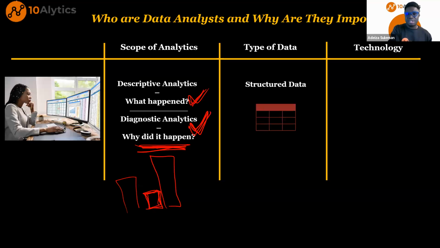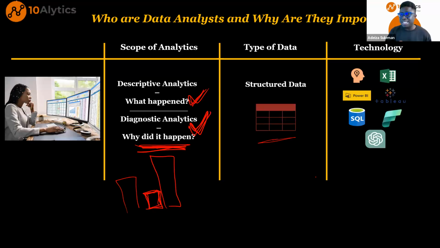And you work largely with structured data. So you see the data we worked with today, data that is shaped in the form of rows and columns. That's called structured data. And that's the type of data you work with as a data analyst. And for the technologies, first thing you're going to learn is problem solving, number one. Number two is Excel. And I'll break this down a bit. Number three is Power BI. Four is Tableau. Five is SQL. Six is Fabric. And seven is ChatGPT for data analytics.